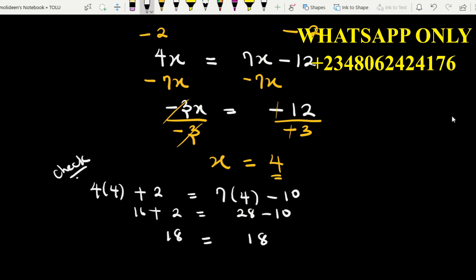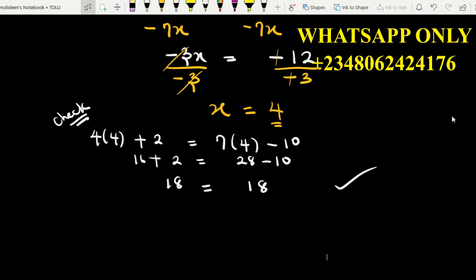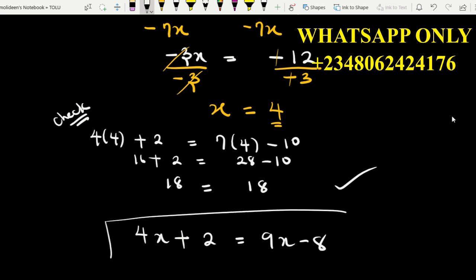We discover that the left hand side is equal to the right hand side, which shows our answer is correct. Okay, now we are going to solve this for me as a class activity. Okay, so that means solve 4x plus 2 equals 9x minus 8. Solve this for me as the class activity. Thank you.